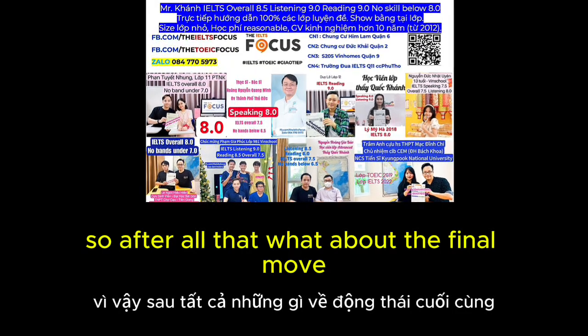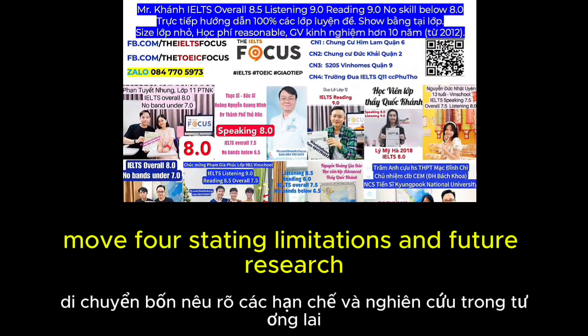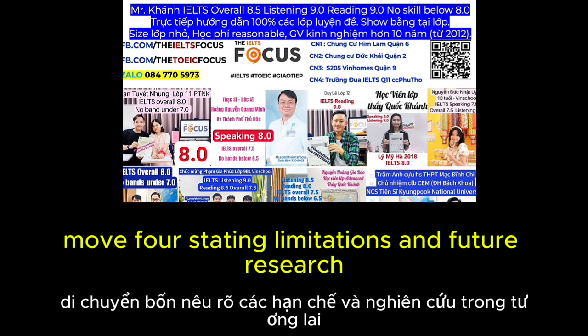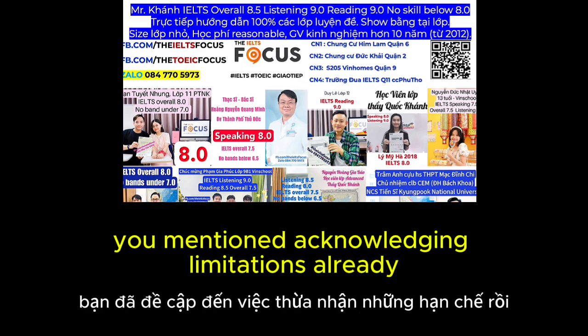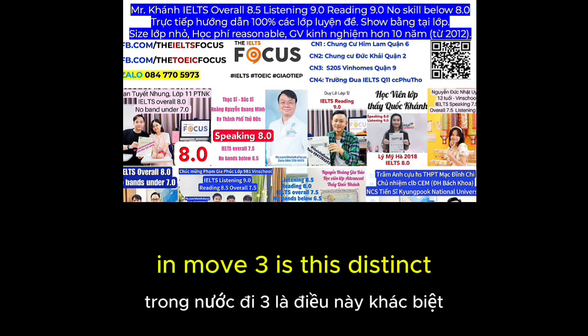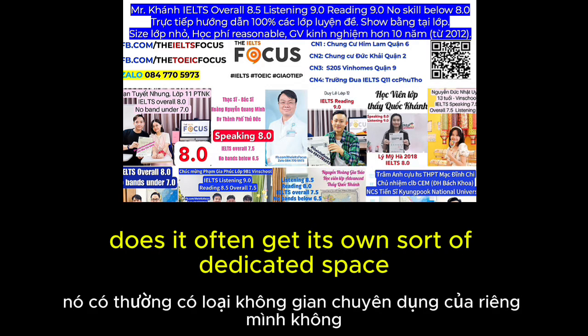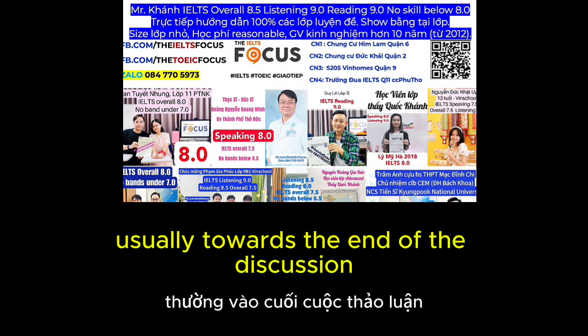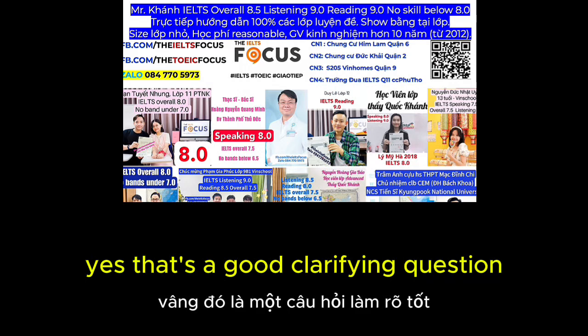So after all that, what about the final move, Move 4? Stating limitations and future research. You mentioned acknowledging limitations already in Move 3. Is this distinct? And why does it often get its own sort of dedicated space, usually towards the end of the discussion? Yes, that's a good clarifying question.